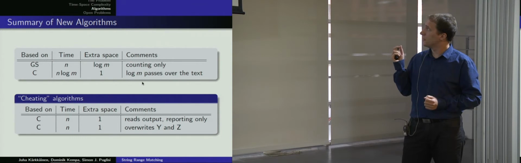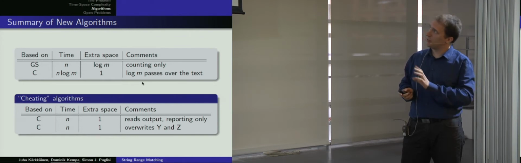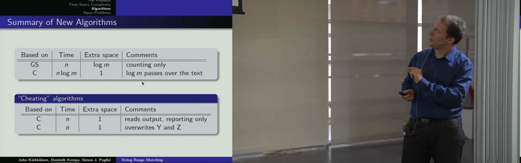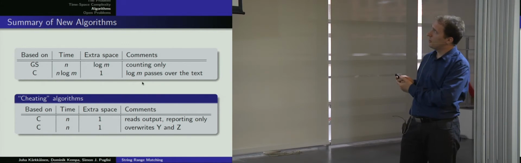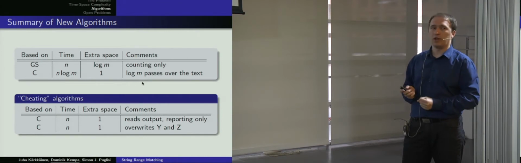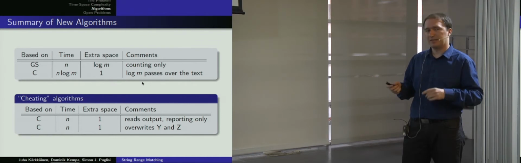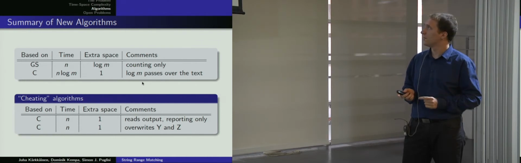So this is a quick summary of these new algorithms. We give two algorithms that are, if we consider the product of time and extra space, off from time-space optimal by a factor of log m. And one of them only works for the counting variant. And also, we give two algorithms that are time-space optimal, but under some special assumptions.